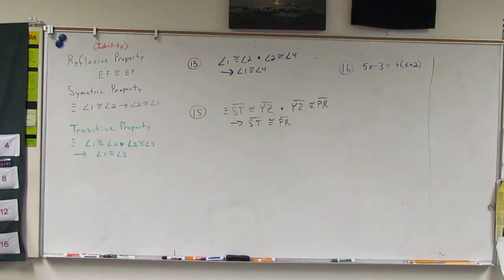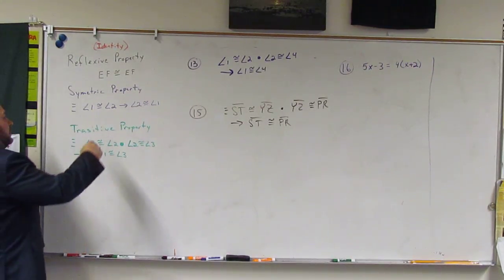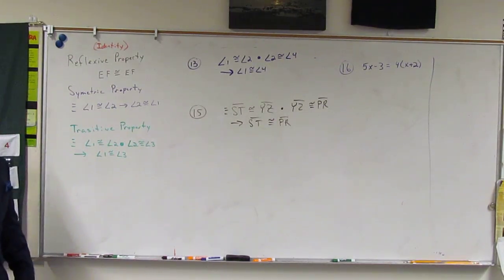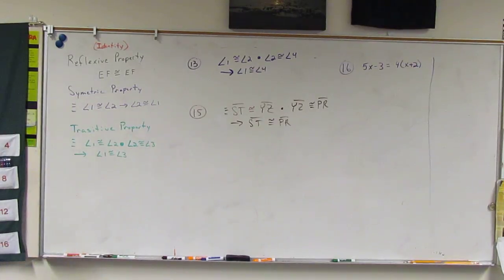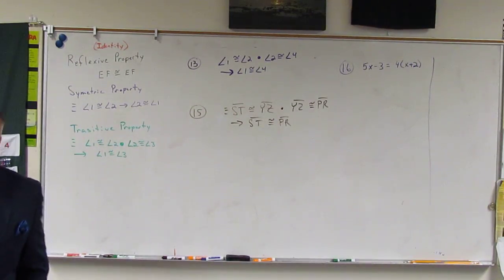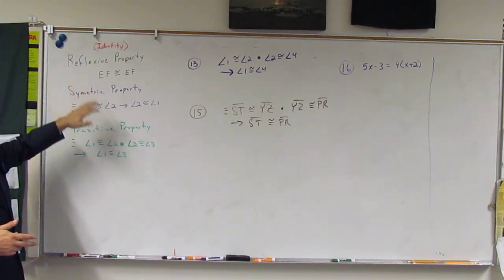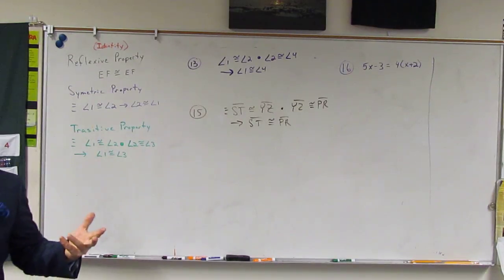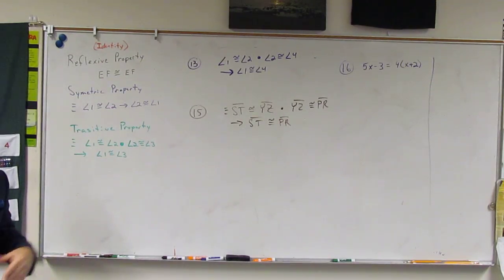The next one, symmetric property. All that means is it's like looking in the mirror. It's symmetrical to itself. It's saying if angle 1 is equal to angle 2, then angle 2 is equal to angle 1. It's just going backwards. It's just the converse, in other words. So it's the converse of anything where you're saying angle 1 is equal to something. Then you can say that same something is equal to angle 1. That's it. We will be using that a lot.